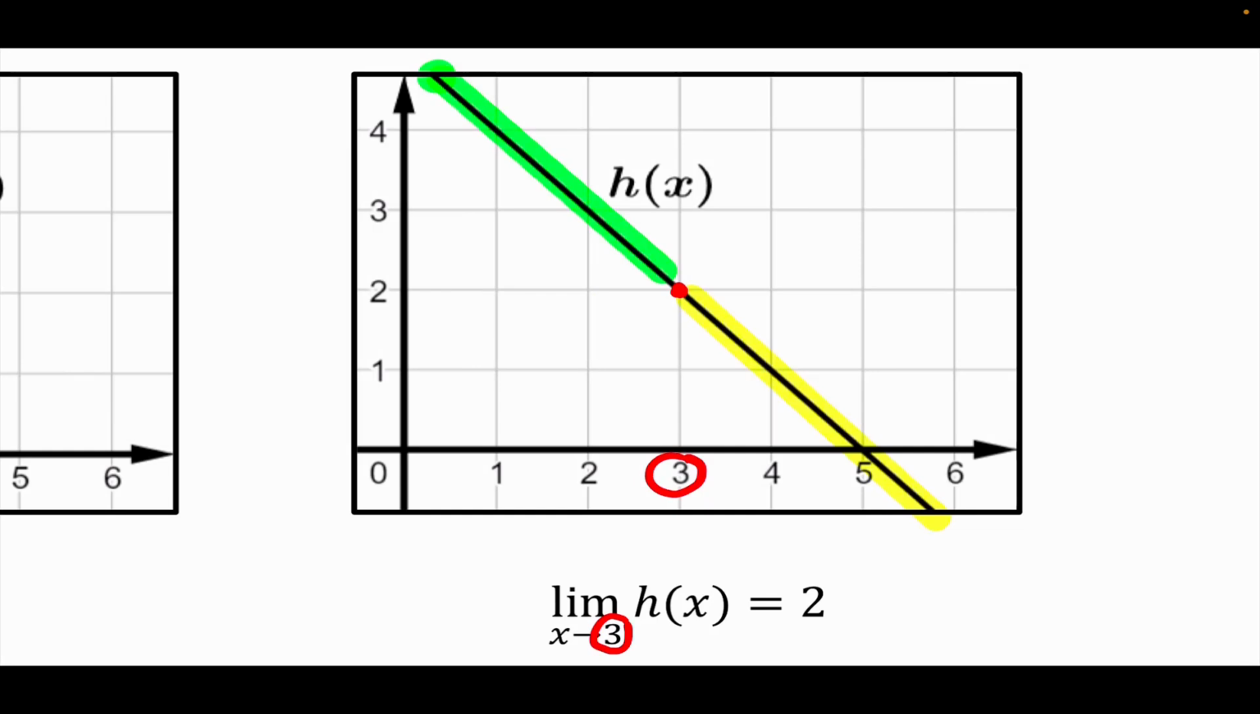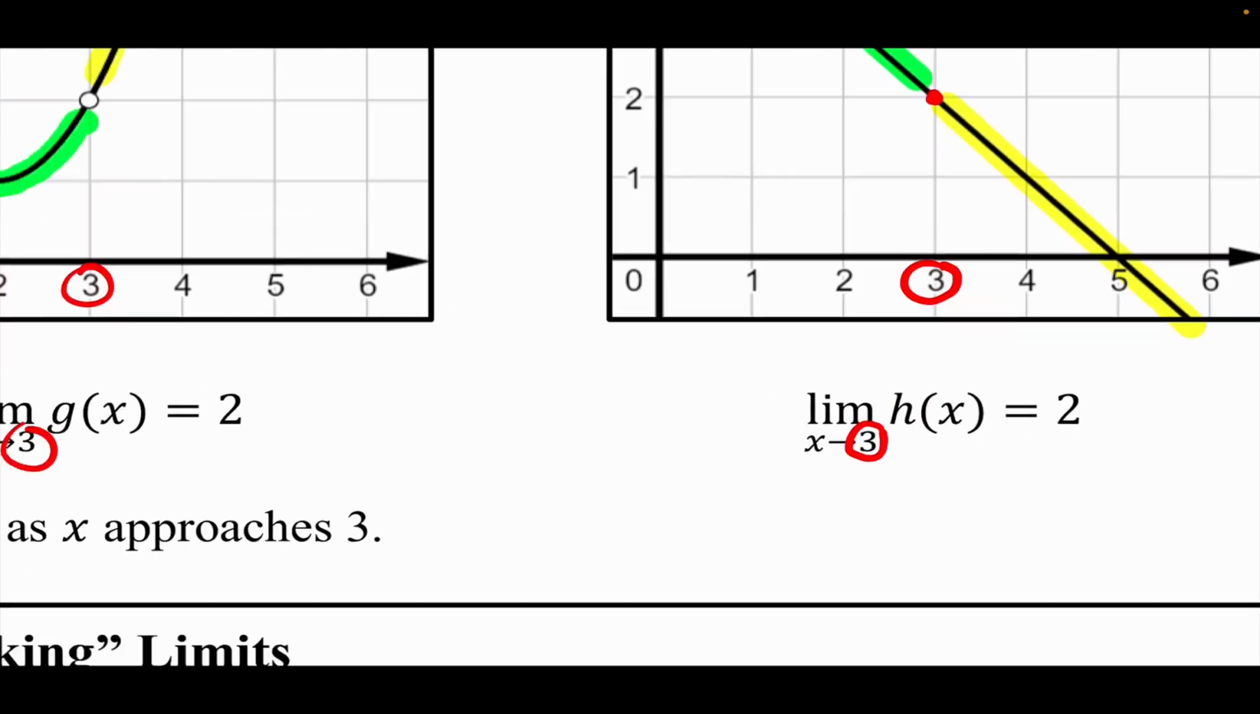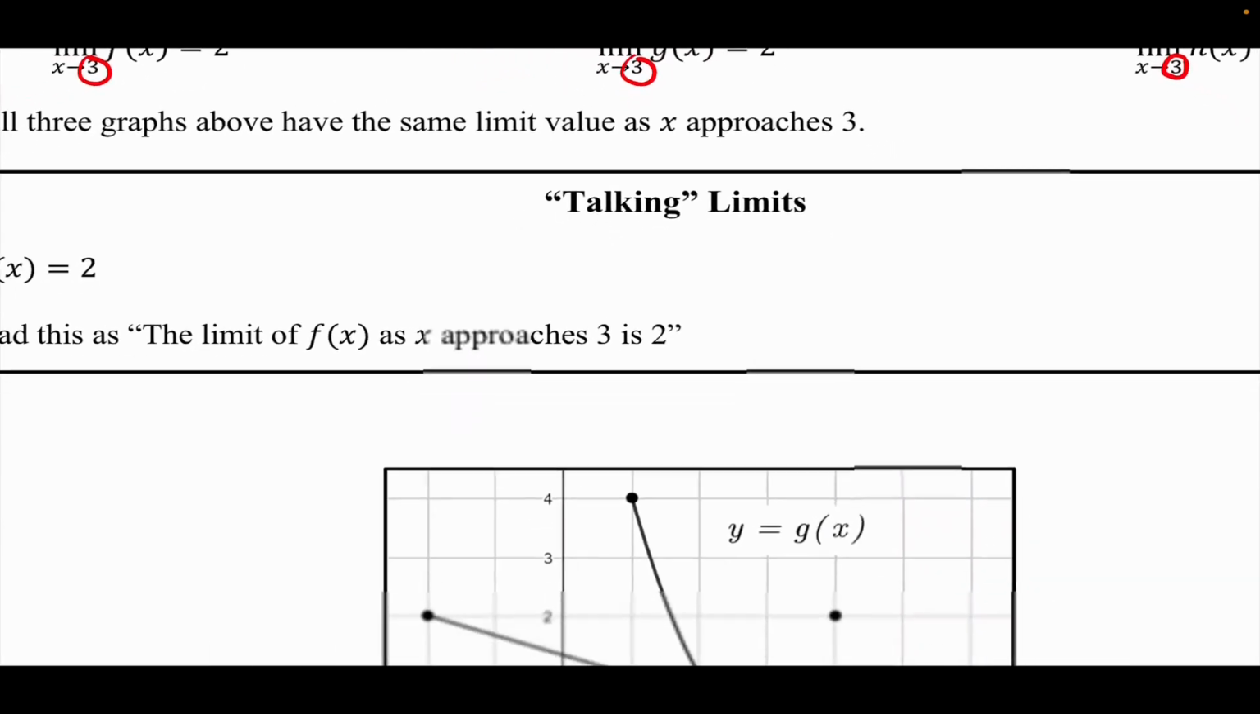All of those had the same answer, I was approaching the same number, okay? It won't always be 2, and I won't always be approaching 3. But they gave you 3 examples that were similar just to kind of differentiate them, okay? All right, that's how to solve a graphical version of a limit, okay?